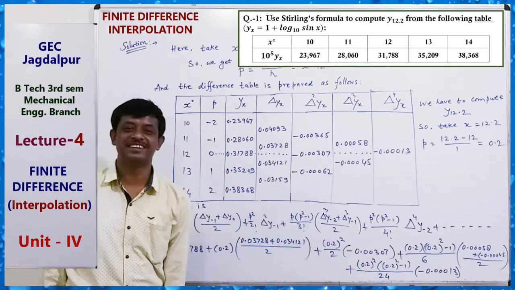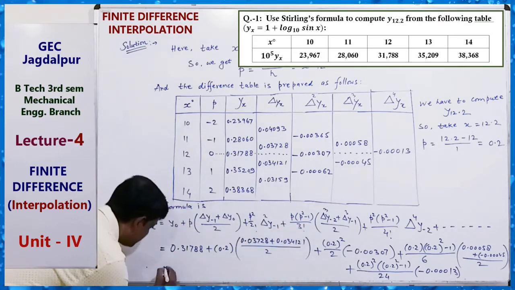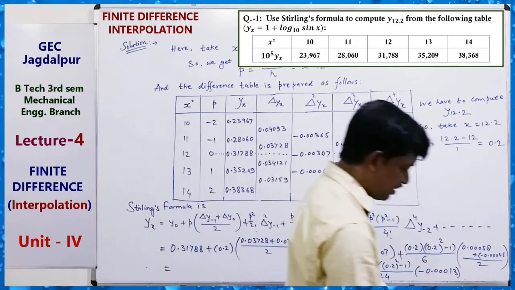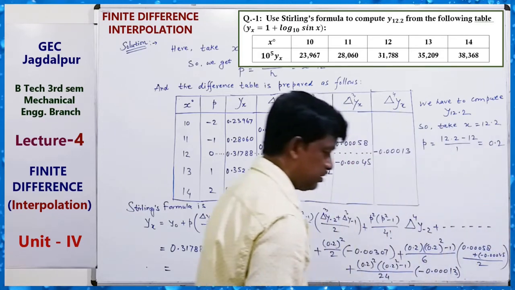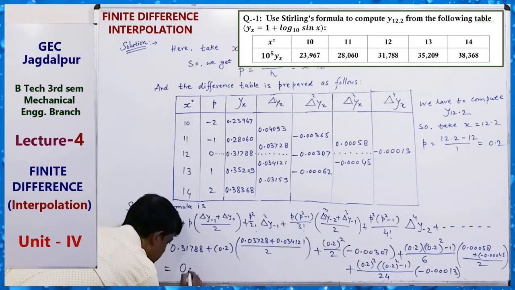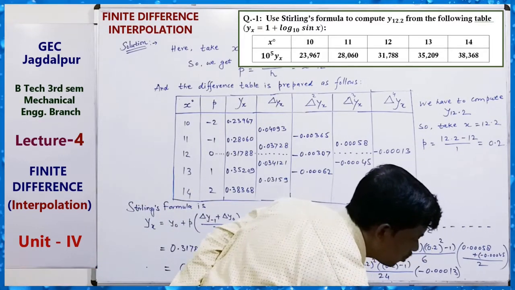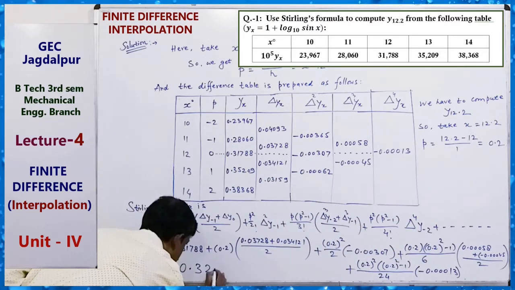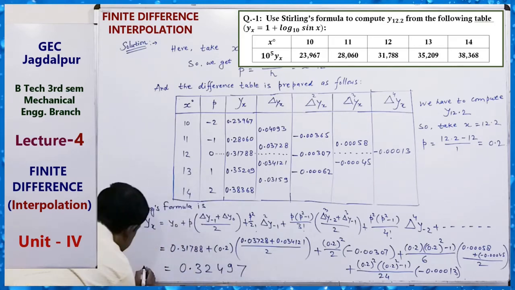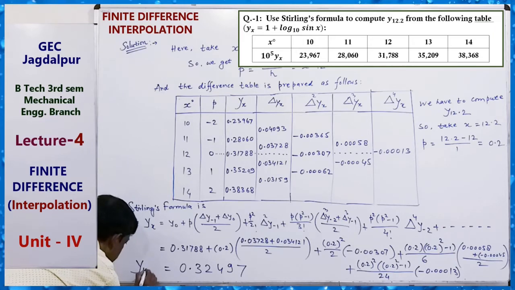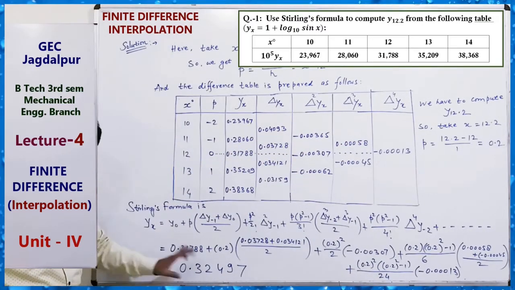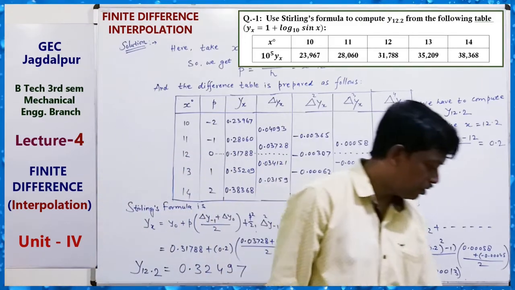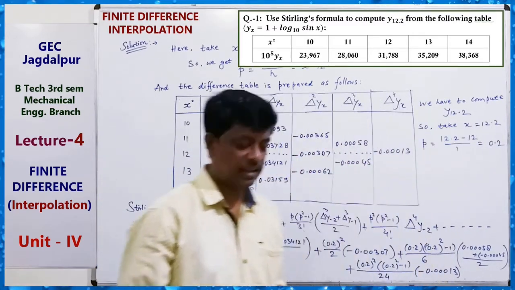Just calculate using a calculator, and you can get the value: 0.32497. So this is the value of y at 12.2, because x equals 12.2. So y 12.2 equals 0.32497.